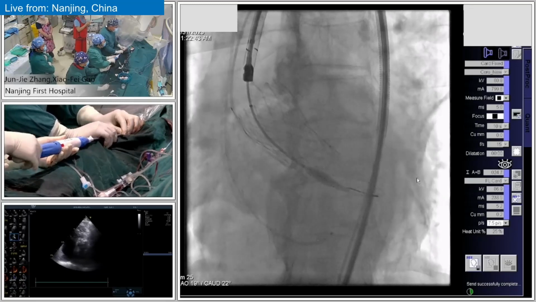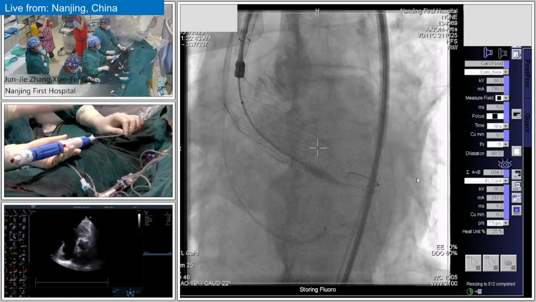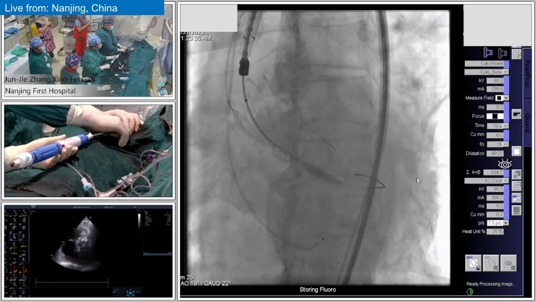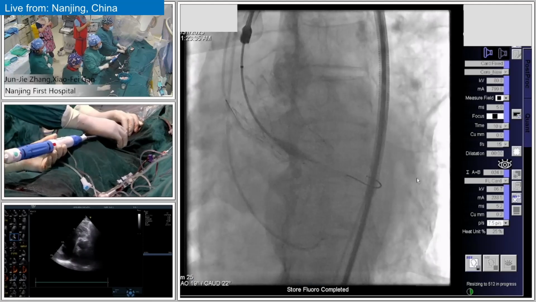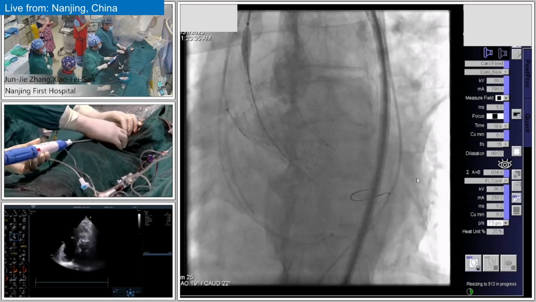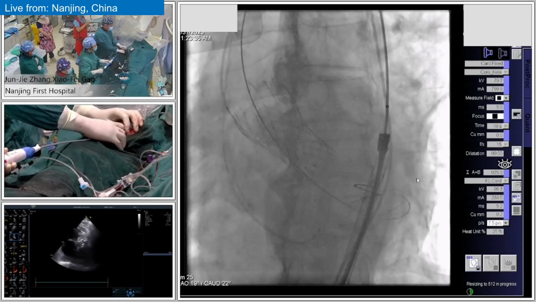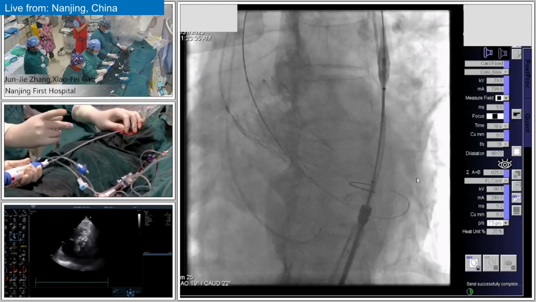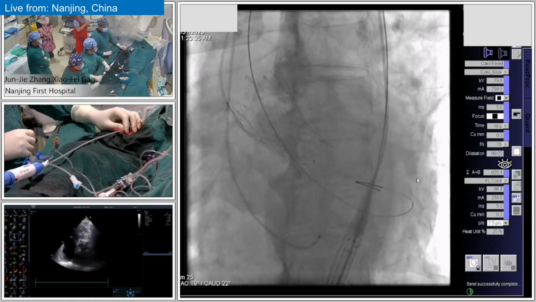Okay, nice. Okay, good. Stop pacing. Wait, follow. We pull out the whole system. Okay. Retrieve the whole system. Then we evaluate again. I think the position is good.